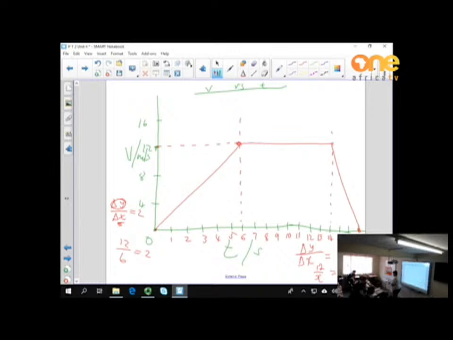Say again. Because they gave it to us. He decelerates at 4 meters per second squared.